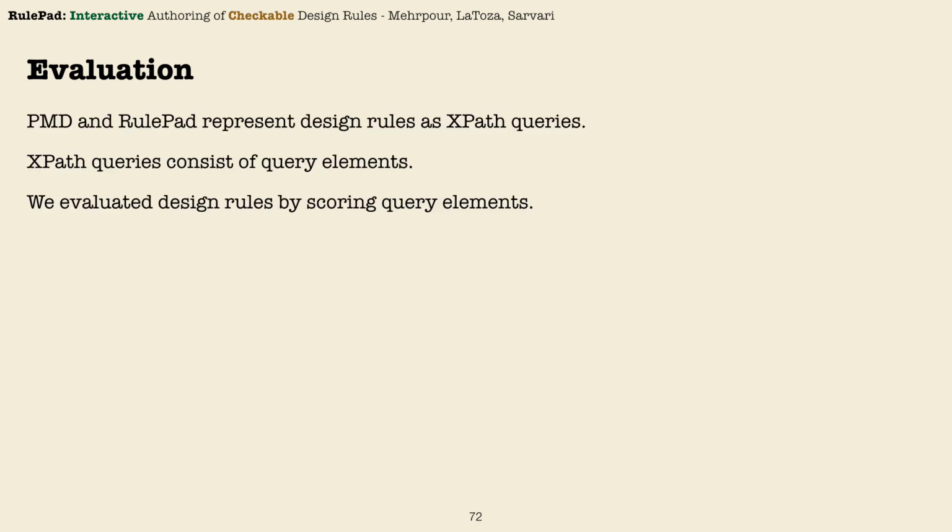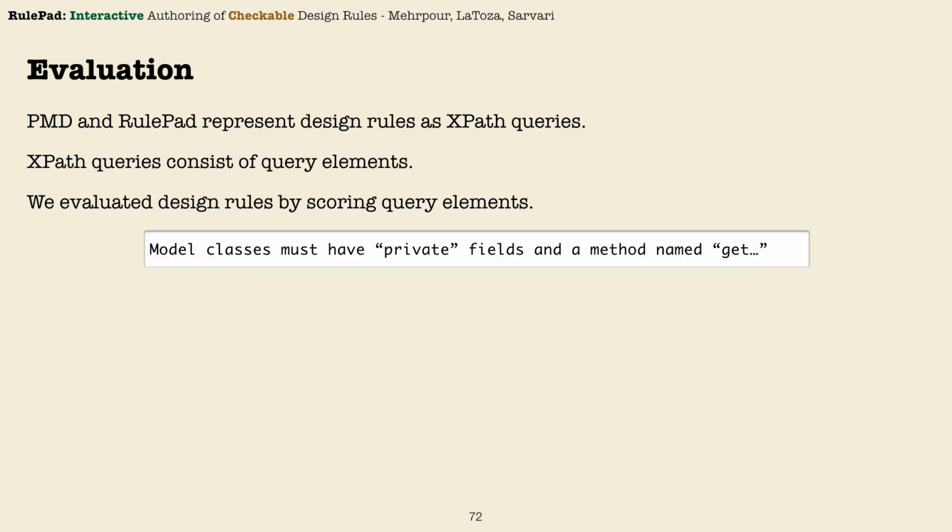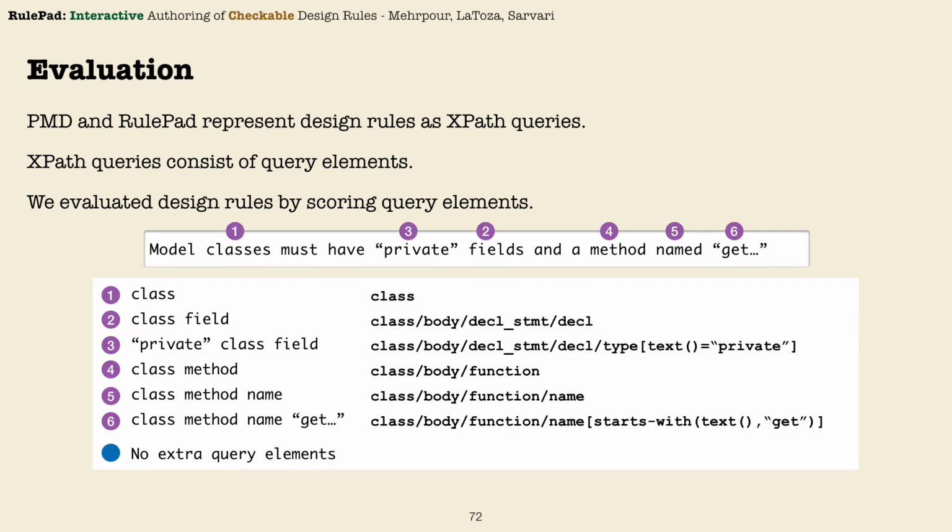To evaluate the authored design rules, we needed to use a common representation between the tools. As both tools represent the rules in XPath queries, we scored the authored design rules by scoring the query elements in the XPath queries. For example, consider this design rule, which is one of the design rules from the main task. This design rule has 6 query elements: class, class field, private class field, class method name, and class method name get 3 dots. Also, there shouldn't be extra query elements in the design rule. On the right, you can see the XPath queries corresponding to the query elements listed on the left.